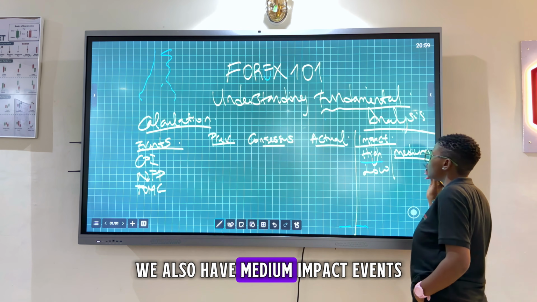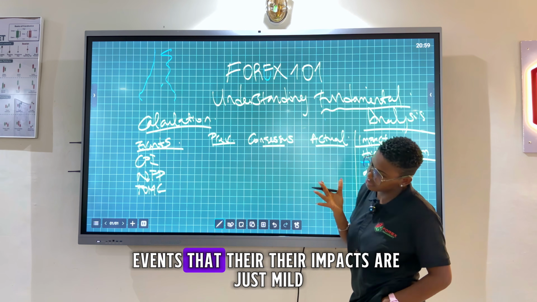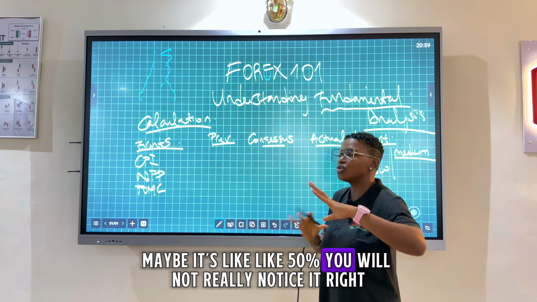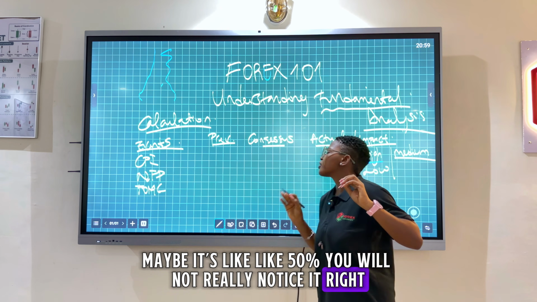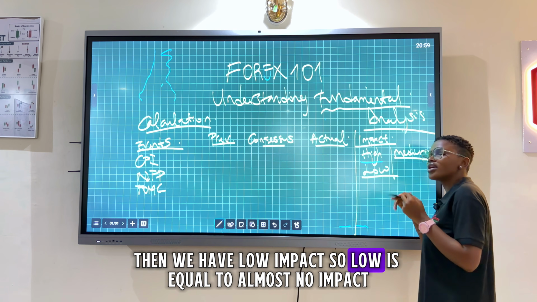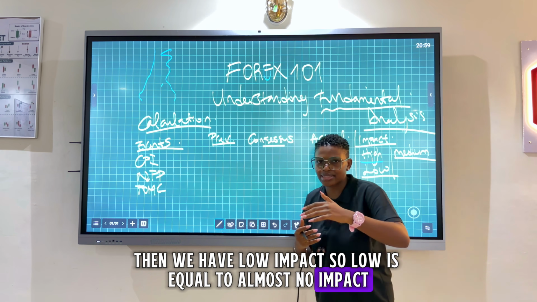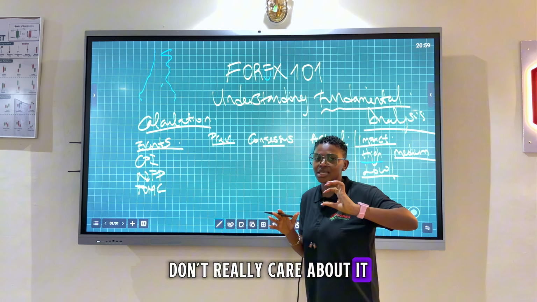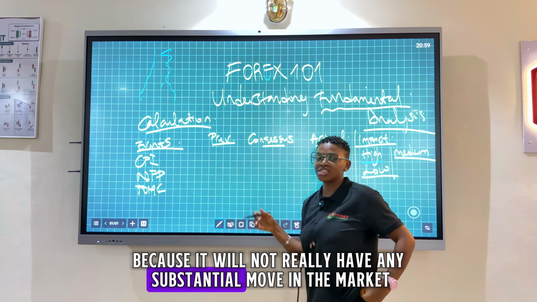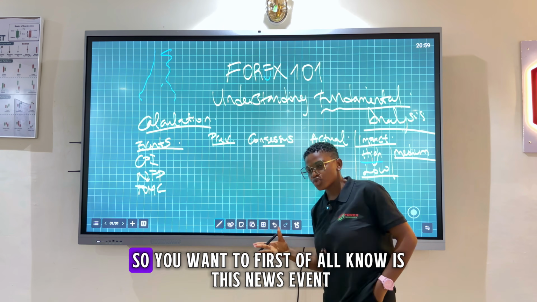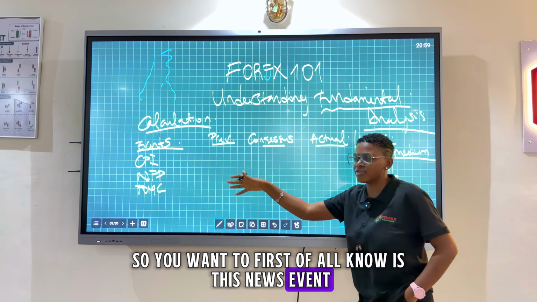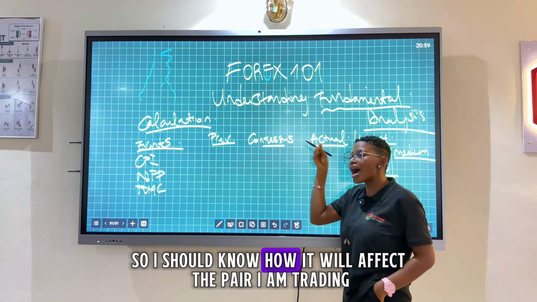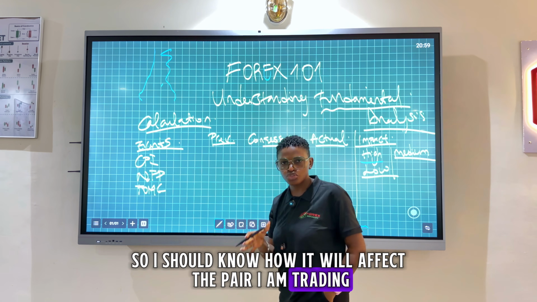We also have medium impact events, whose impacts are just mild, maybe like 50%. You will not really notice it, right? Then we have low impact, which is equal to almost no impact. A low impact news means you don't really care about it, because it will not have any substantial move in the market. So you first want to know: is this news event high, medium or low impact? I should know how it will affect the pair I am trading.